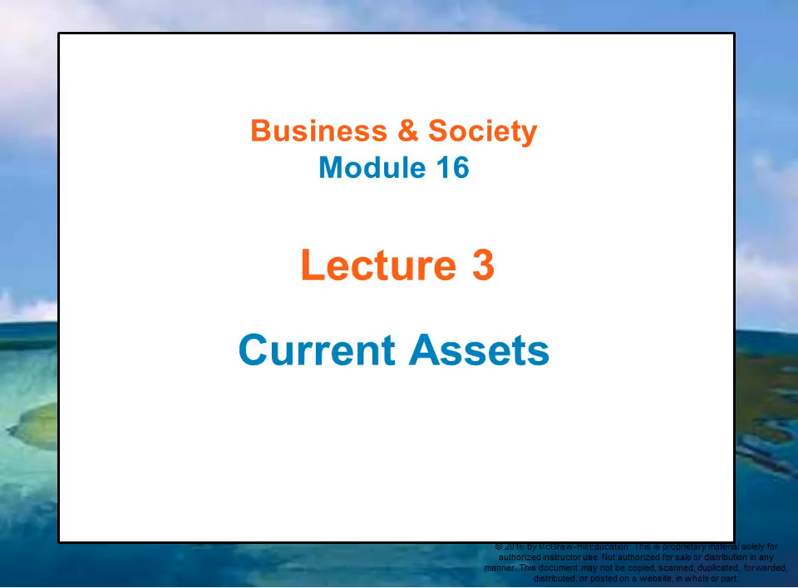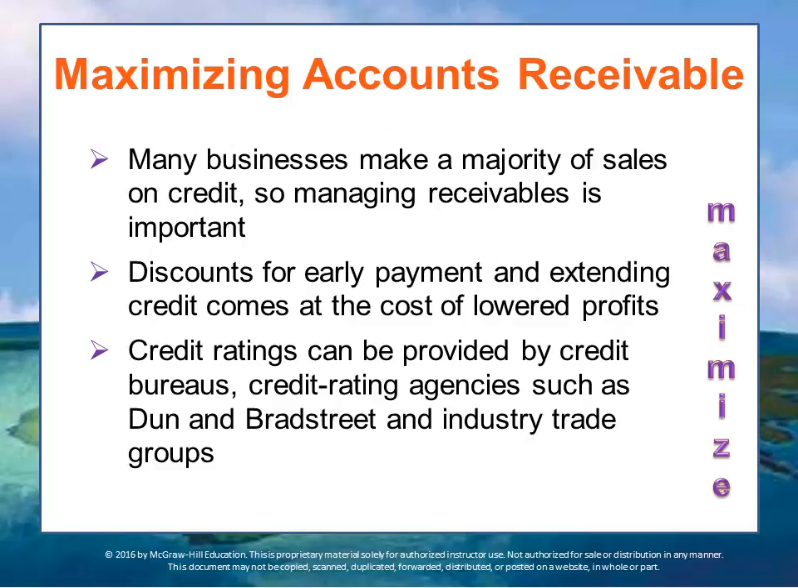In this lecture, we'll talk about current assets in a little more detail. After cash and marketable securities, the balance sheet lists accounts receivable and inventory. These are other current assets. Remember that accounts receivable is the money that's owed to a business by credit customers, customers that take ownership of the product but haven't paid or defer payment.